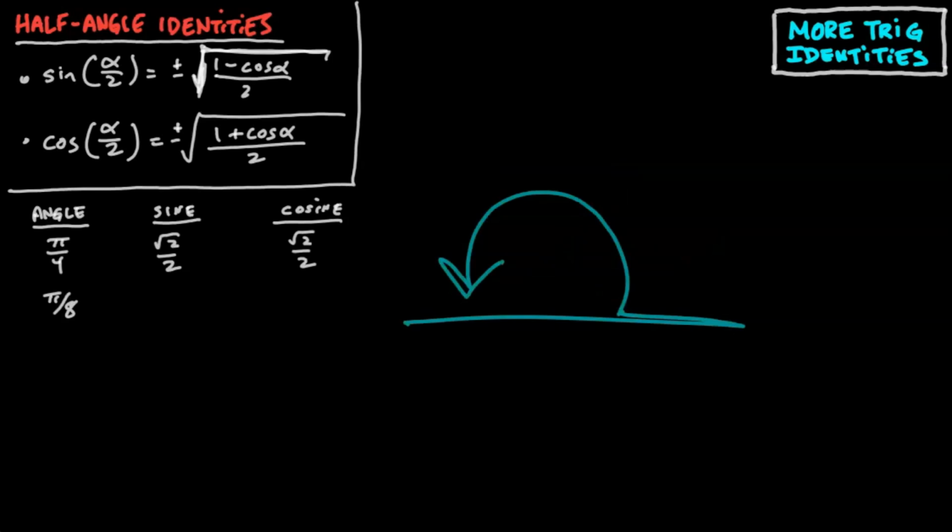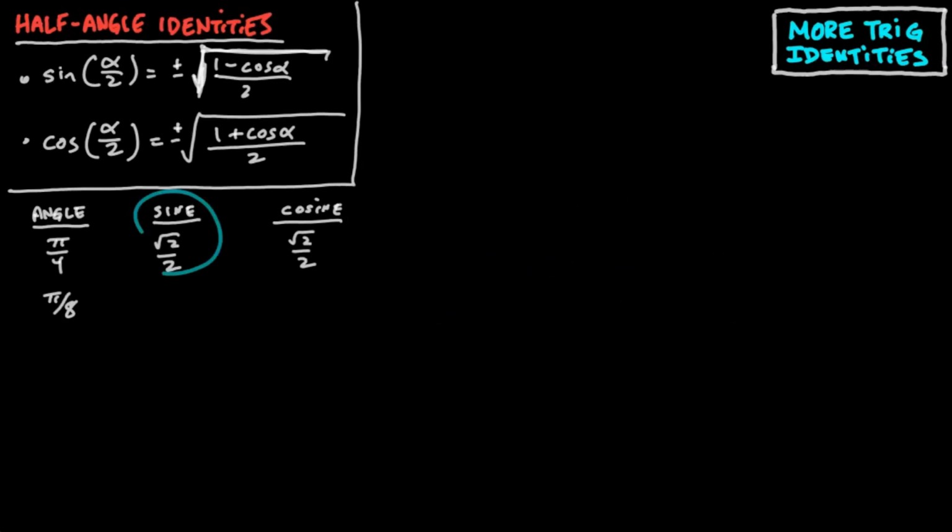It's an eighth of a half turn. What are the exact values of sine and cosine of pi over 8? How are we going to figure that out? Well, obviously, we're going to use these half-angle identities. That's why I left them up in the corner here.